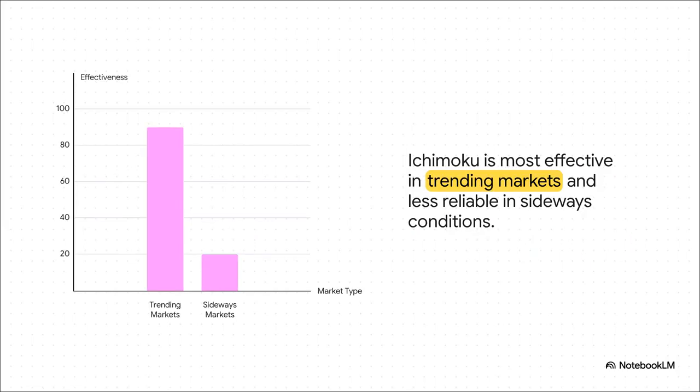And here's that catch. The whole system is built for one thing: trending markets. When prices are moving up or down with real momentum, it's fantastic. But when the market is just chopping around sideways, going nowhere, its effectiveness just plummets. You'll get a ton of false signals, and it can be really frustrating.